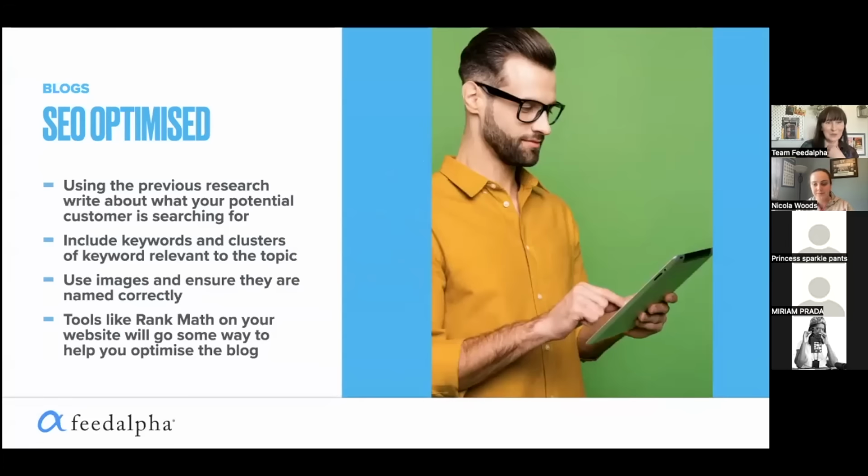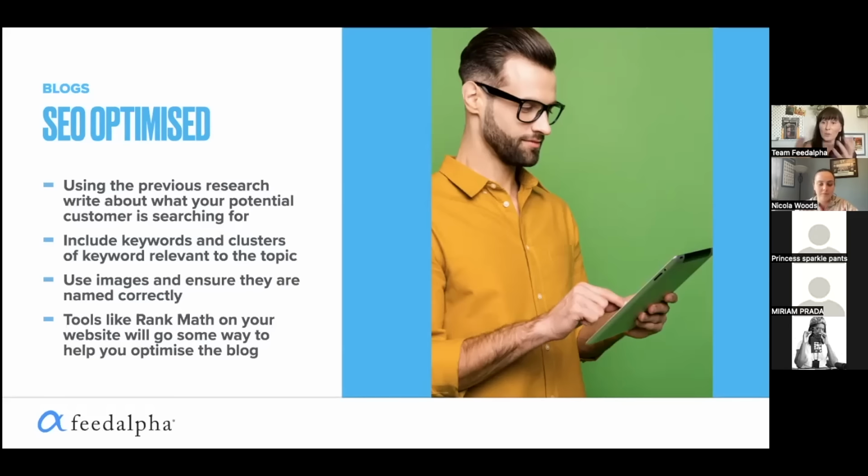So we're going on to the SEO now, and how that's optimized. Perfect. Okay, so SEO optimized. So using the previous research that you have, we're going to look at writing about what your potential customer is searching for. Okay, so we're going to include those keywords and cluster of keywords in the relevant blog around that topic. So with the images that we put into that blog as well, we're going to make sure that we named them correctly and that they're the right size.